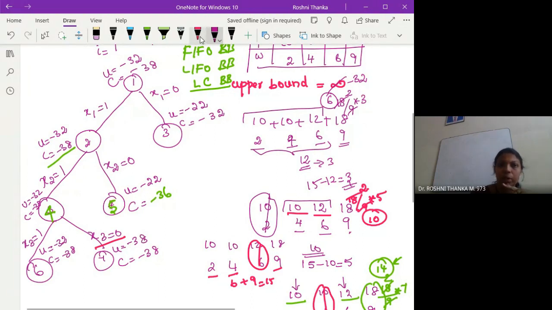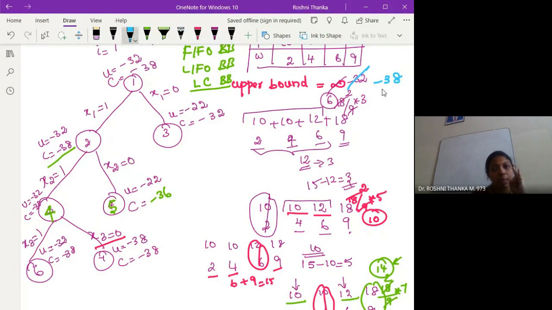So now what can we do? We can update it. How will I update it? Instead of minus 32, I'm going to update it as minus 38, because minus 38 is the upper bound of this node, which is lesser than minus 32. I'm going to update it with minus 38. Now our upper bound is minus 38. That is the first step, right?